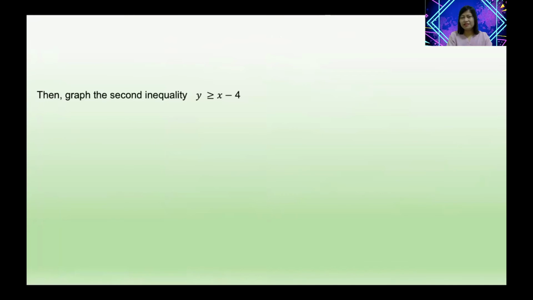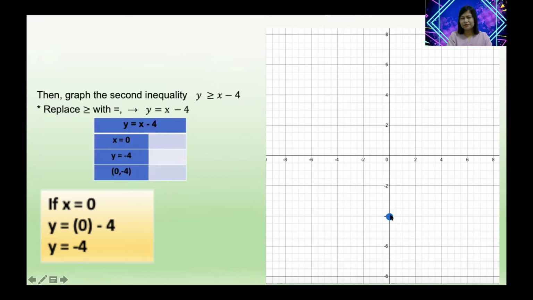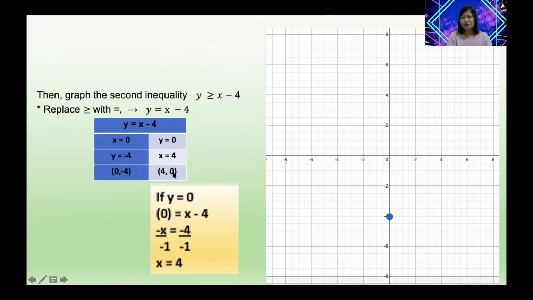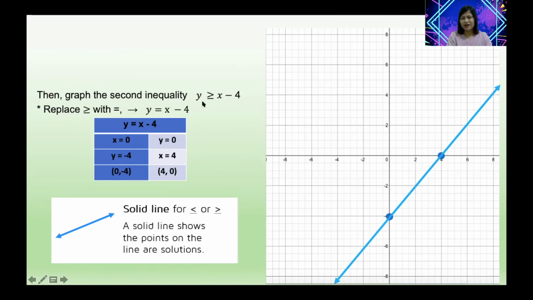Next, we graph the second inequality. The same procedure. So when x is 0, our y is negative 4. We have 0, negative 4. So plot the y-intercept. Next, when y is 0, our x is 4. So we have 4, 0. Plot the x-intercept, which is 4, 0. Connect the 2 points using solid line, since we have here greater than or equal to.